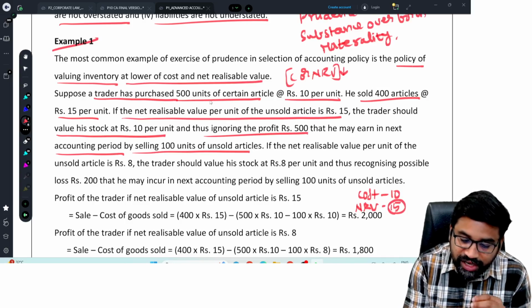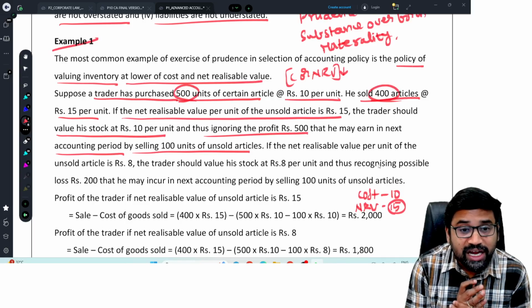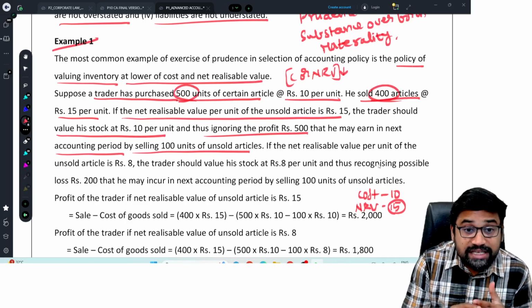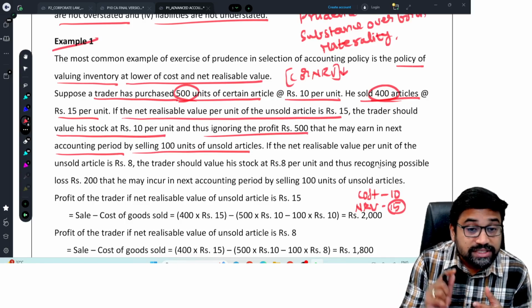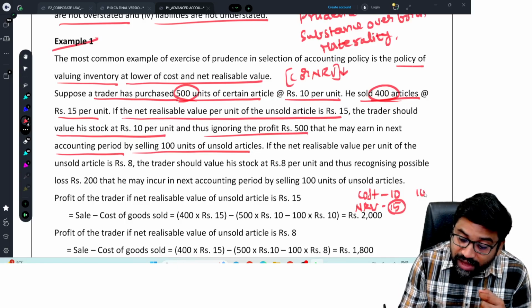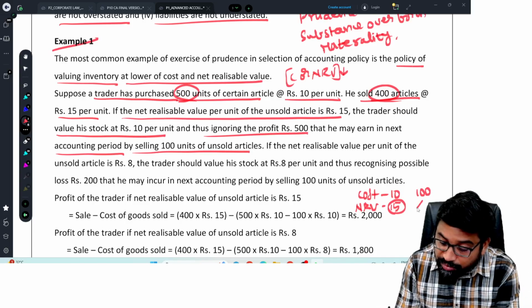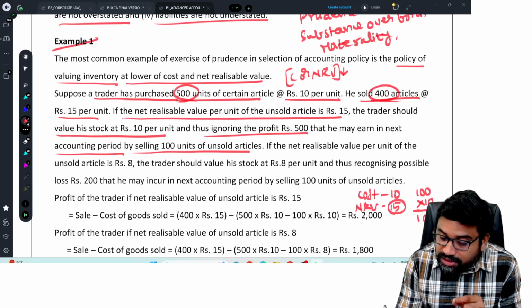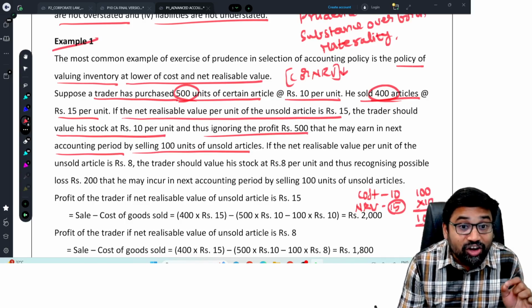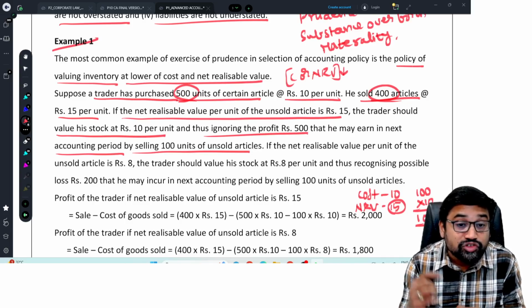So you have 500 articles. Out of that, you sold 400 articles. So what are the remaining articles? 100 articles. Now these 100 articles you can sell at 15. But the standard says at what value you need to value this? Cost or NRV, whichever is lower. Whichever is lower means 10. Therefore, I need to value the inventory at 1000 rupees. I cannot value at NRV. That means I cannot anticipate the future profit.